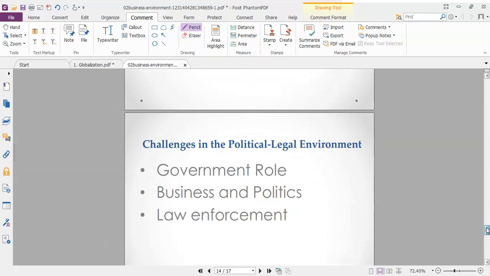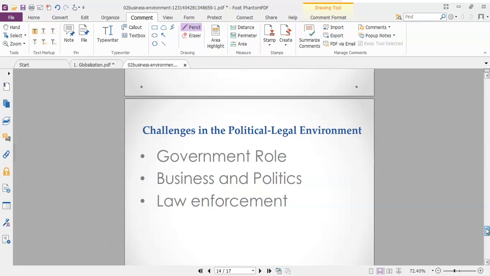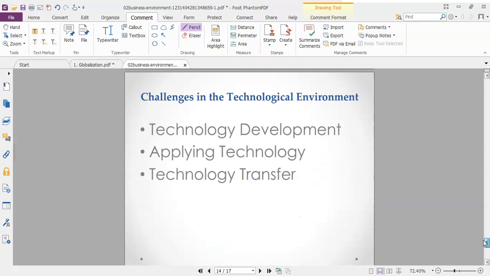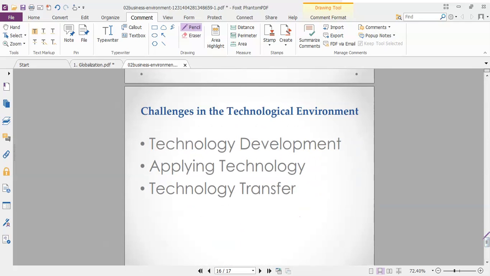And then what else? The challenges: the government role, business and politics, law enforcement. Technology: applying technology, technology transfer, and development of the technology itself. It gives challenges to the business. Nowadays, because of the MCO before this, all businesses should digitalize their product and open an online business. So that is one of the technology developments.